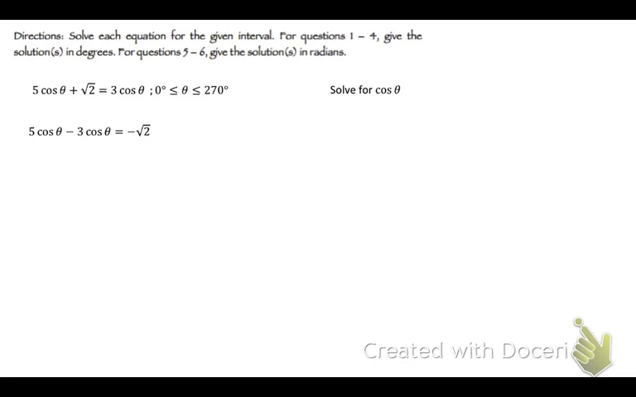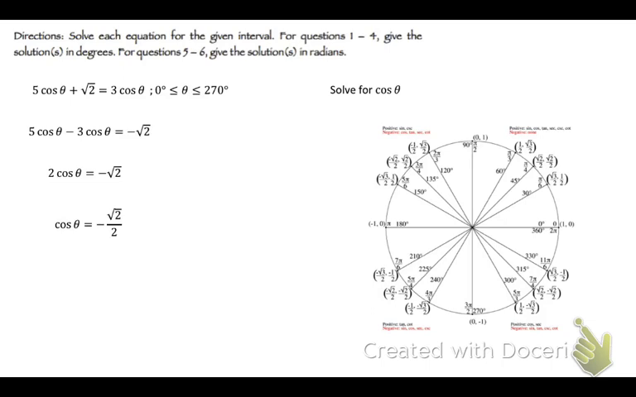So I'm going to subtract the 3 cosine of theta and I'm going to subtract the square root of 2. And you get 2 cosine of theta equals negative square root of 2. Divide by 2, and you get negative square root of 2 over 2. Then I just need to see where x equals negative square root of 2 over 2.